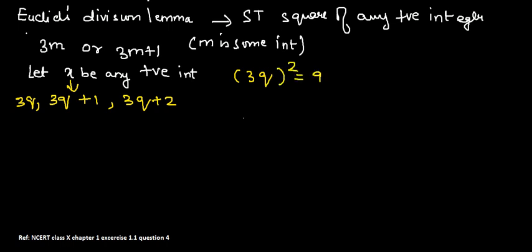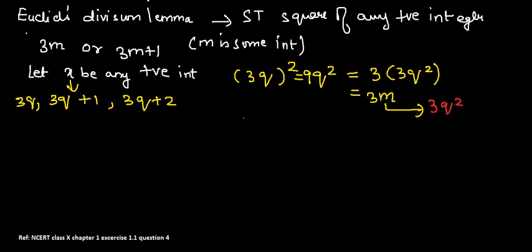3q whole square is equal to 9q square, and that can be broken up as 3 into 3q square. So this is equal to 3m, where m is equal to 3q square. Then if I say m is 3q square, then this 3q whole square is equal to 3m. So we've proven that.